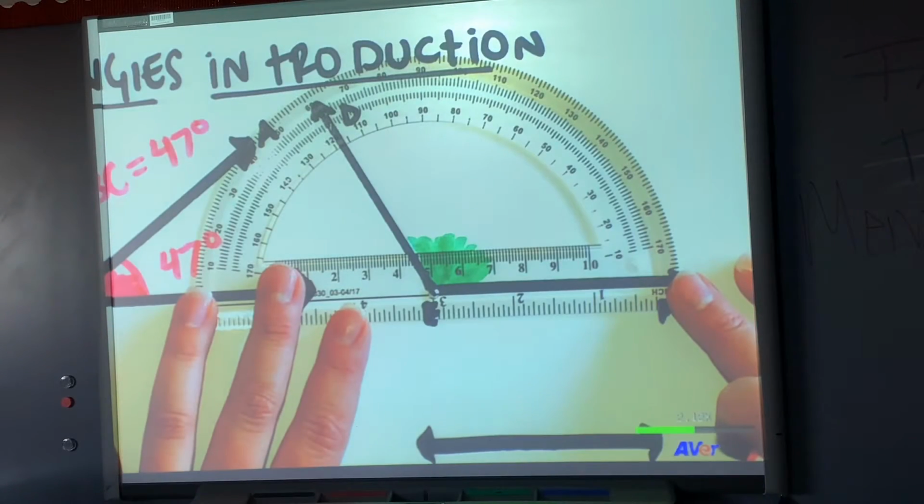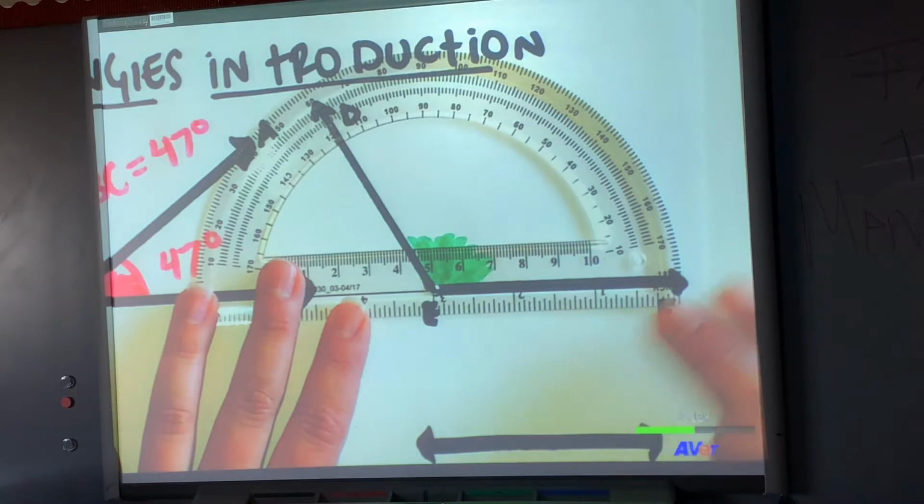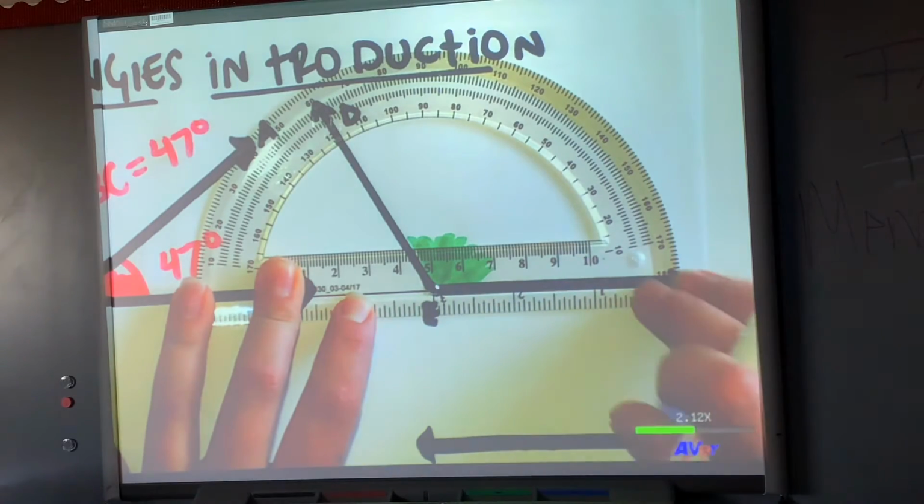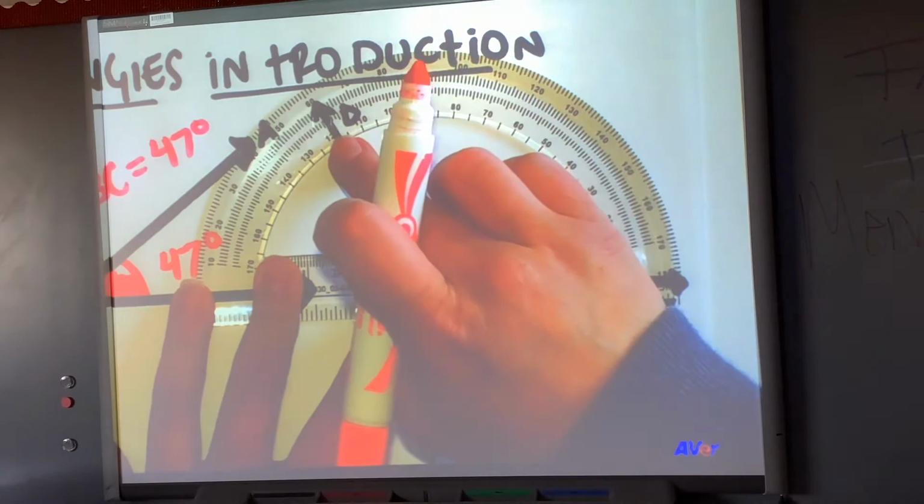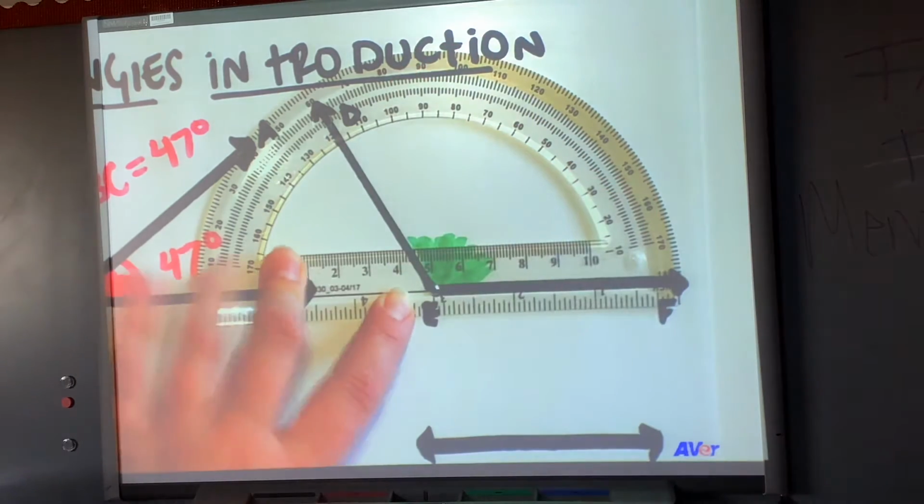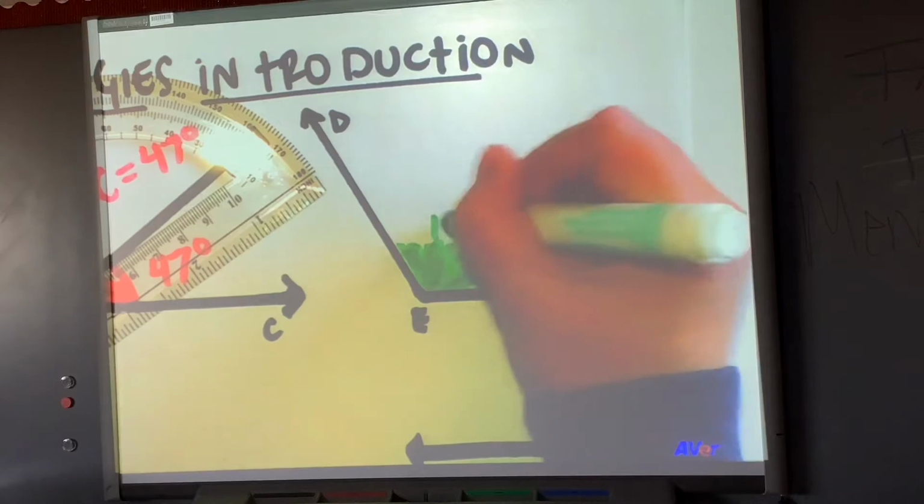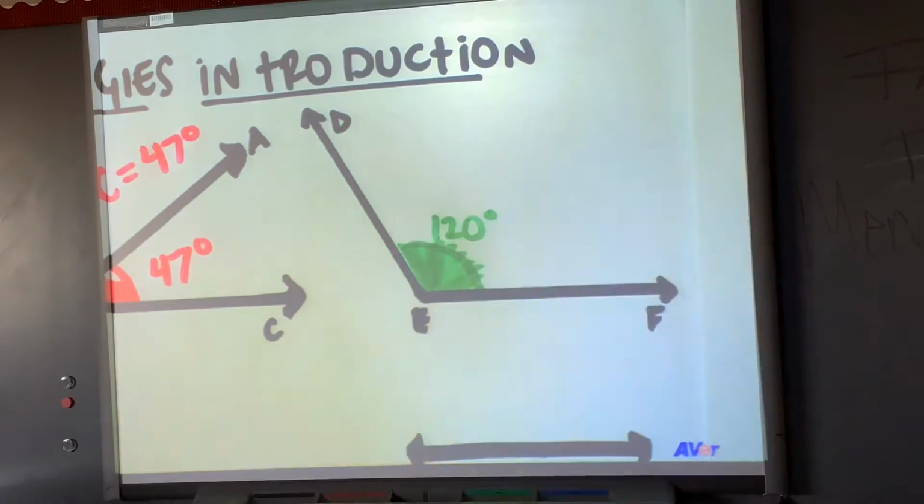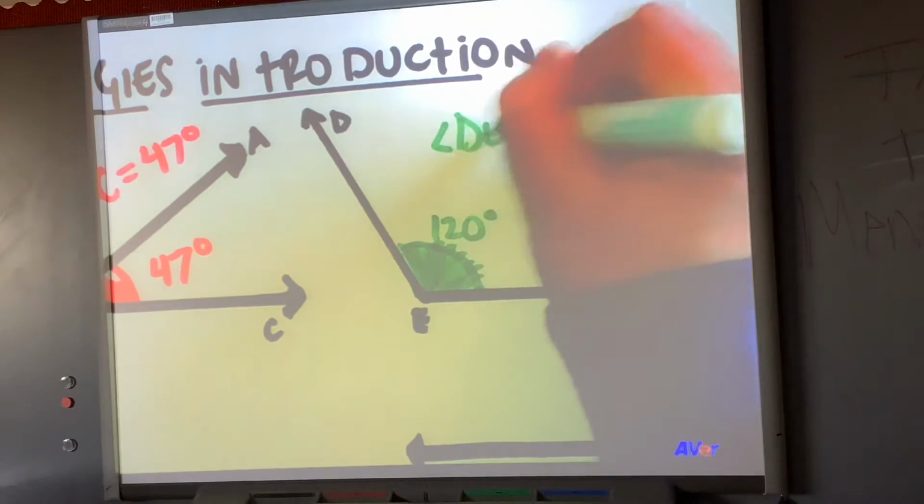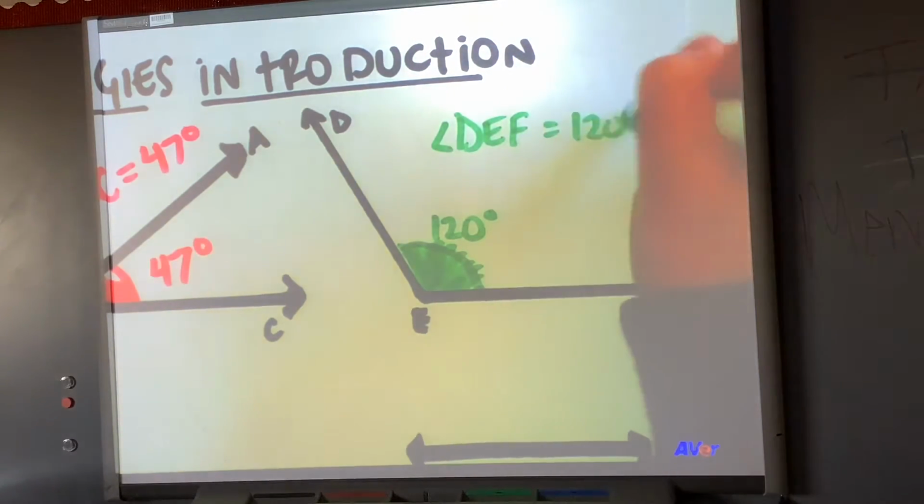But if we're looking for this angle here, I kind of have my protractor, and I'm going to need to read using the small numbers again all the way over here, and it looks like it's about 120 degrees. That is a larger angle. So we consider this one obtuse. Obtuse is because it is larger than 90. So this angle DEF is 120 degrees.